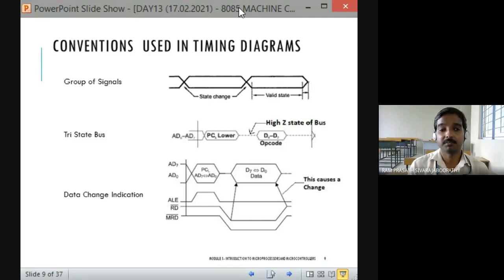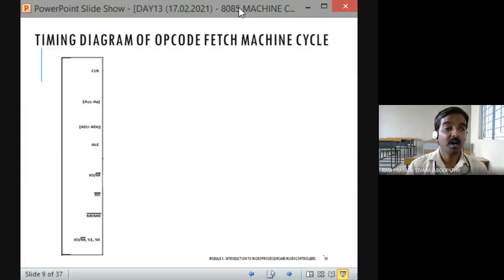Okay, now we will go with the timing diagram of the opcode fetch machine cycle. Timing diagram of the opcode fetch machine cycle. Okay, fine, very good. So here you can see what are the signals involved. As already we told, clock is the reference signal. It must be mentioned first. The clock is mentioned as the first signal. Fine. During the opcode fetch machine cycle, the processor has to send the address.